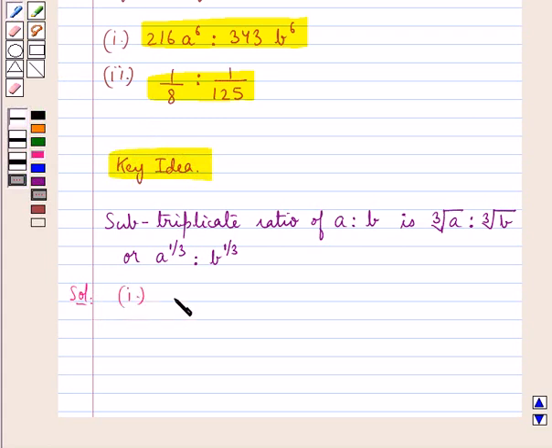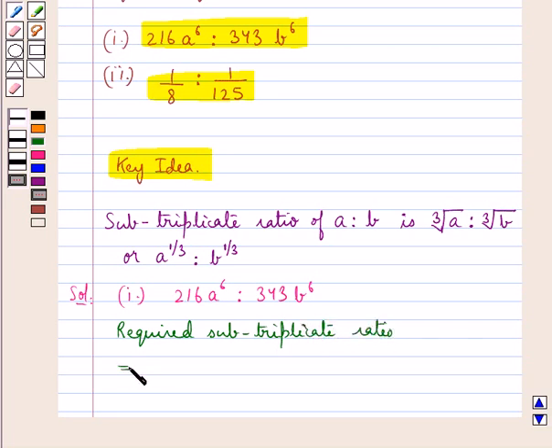In the first part we have the ratio 216 a to the power 6 is to 343 into b to the power 6. We are supposed to find out the subtriplicate ratio of this given ratio. So the required subtriplicate ratio is given by cube root of 216 a to the power 6 is to cube root of 343 b to the power 6.